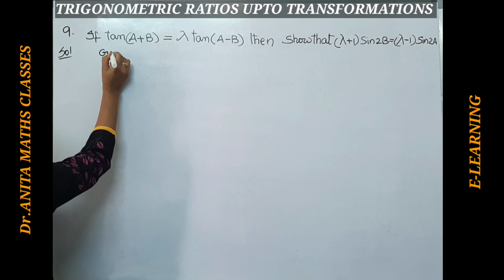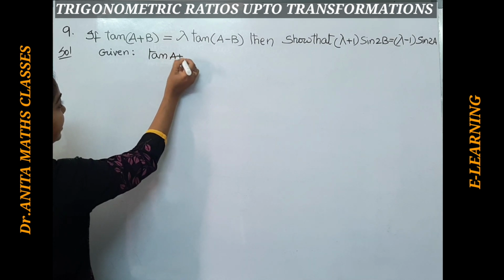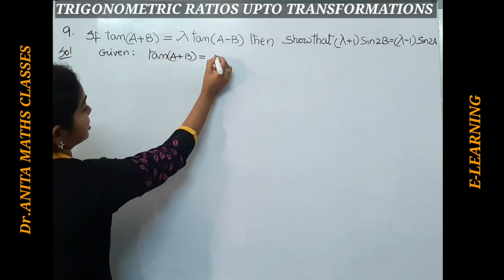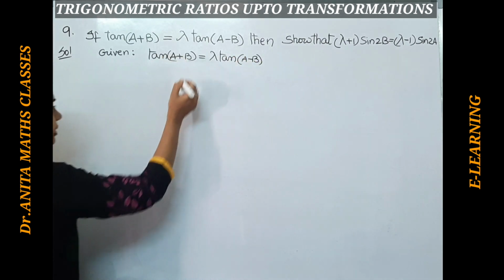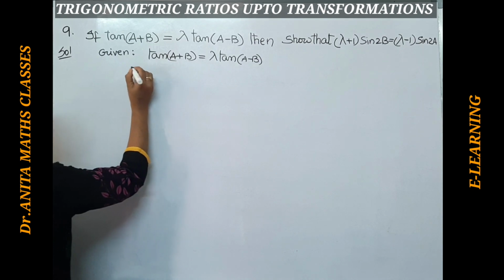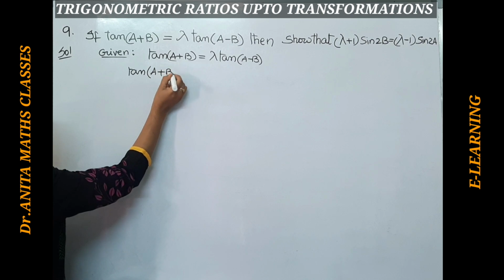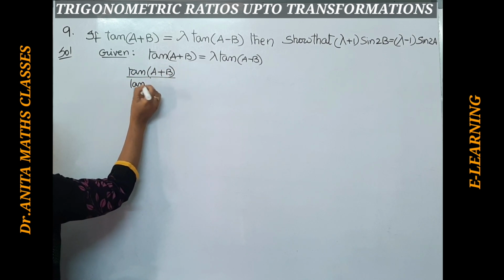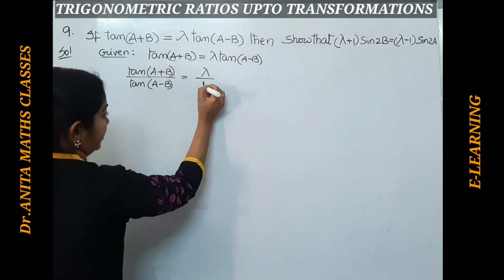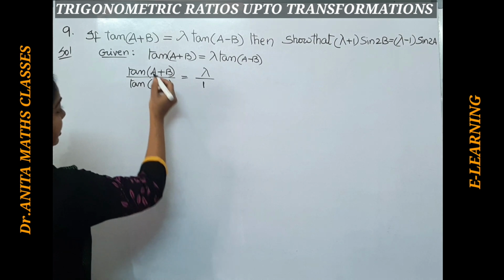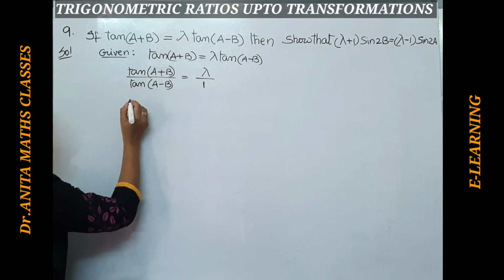The given is tan of (A plus B) equals lambda tan (A minus B). So we'll write it in the form of division, bring this to this side. So this becomes tan(A plus B) divided by tan(A minus B), which is lambda divided by 1. Here we will shift this because the answer is in sine, so we will write this in the form of sine and cos.